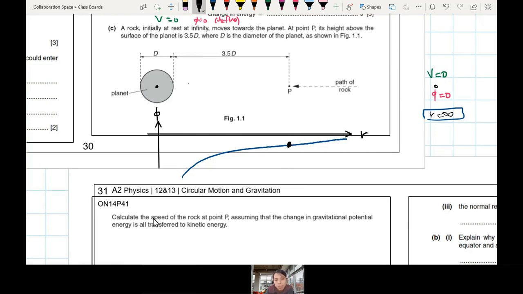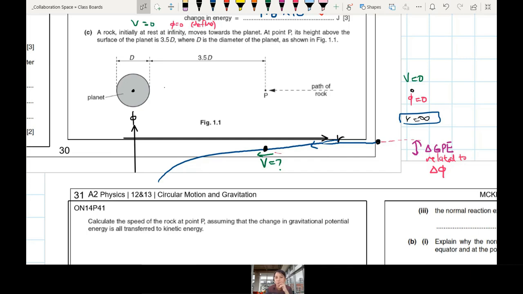What do we need to calculate? The speed of the rock at P, assuming the change in gravitational potential energy is all transferred to kinetic energy. So from infinity, like this graph, we approach, almost touch infinity. From infinity to the point P, there is a change in gravitational potential energy, related to a change in potential. How can we calculate this?